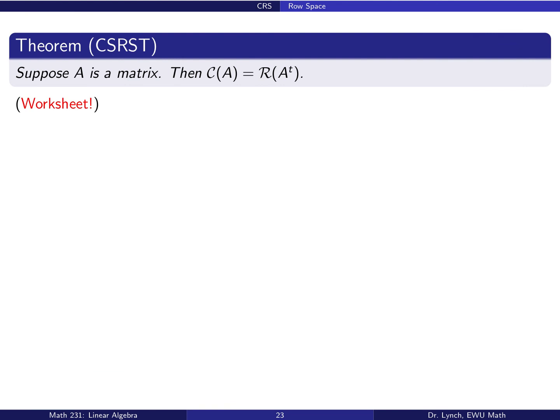Close with a theorem for you to work out on the worksheet. The column space of a matrix is the row space of its transpose. Not such a hard theorem, but I'll have you prove that using the definition of row space.